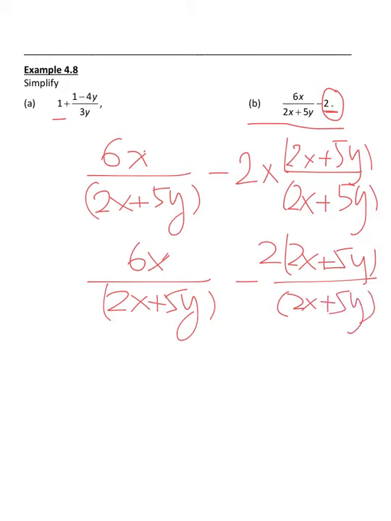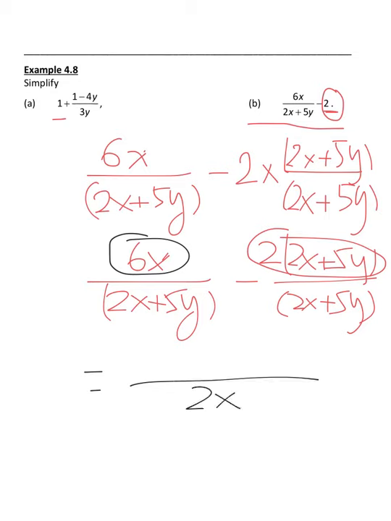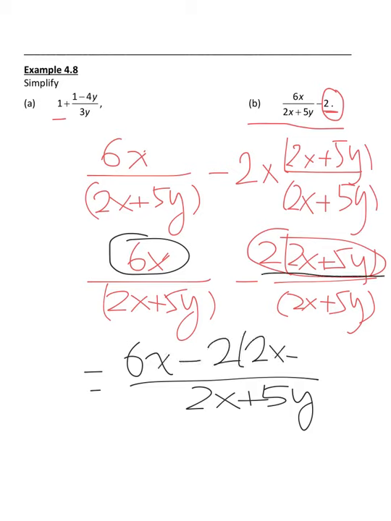So now we can subtract the latter one from the one in front of that. We can change it into one fraction now. That is 6x minus 2 times 2x plus 5y. And the importance of using the bracket here is that you can see that, okay, actually we need to expand this expression.